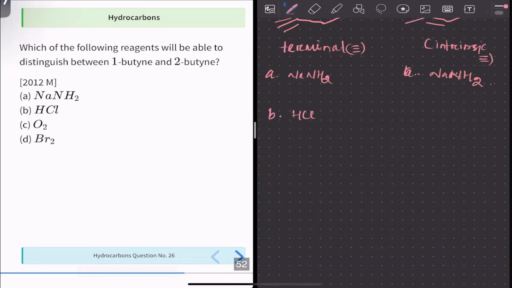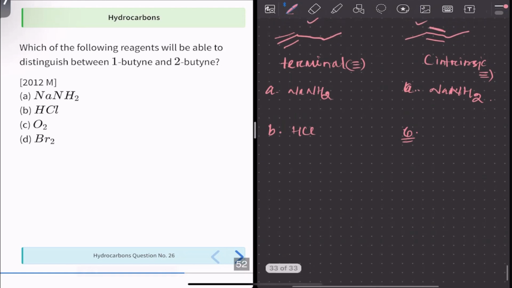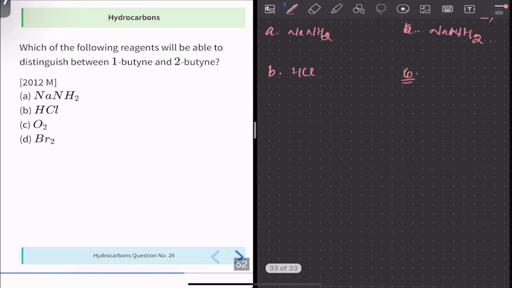If you react HCl with this alkyne, it will react as an electrophilic addition reaction. This will form dichloroalkanes. In these both reactions, in the first reaction it will form 2-chlorobutene, and in the second it will form 2-chloro-2-butene.